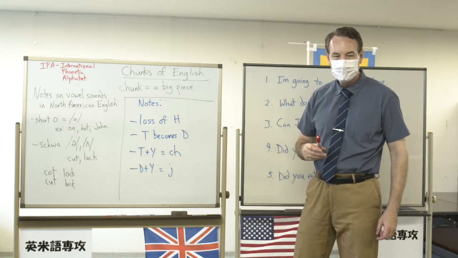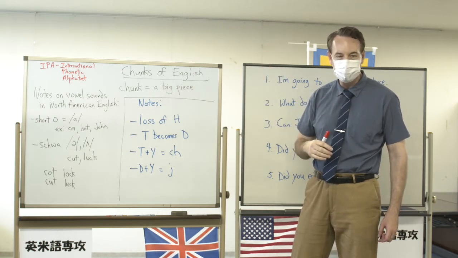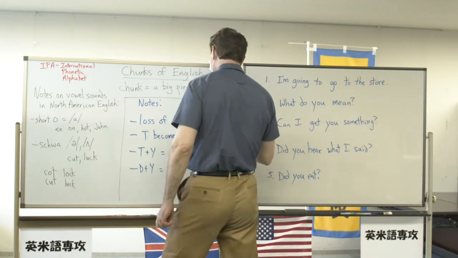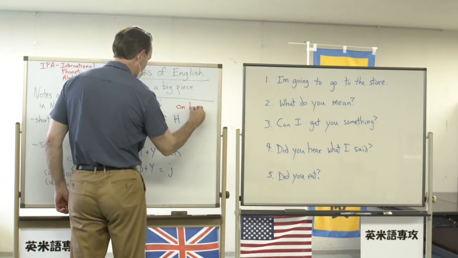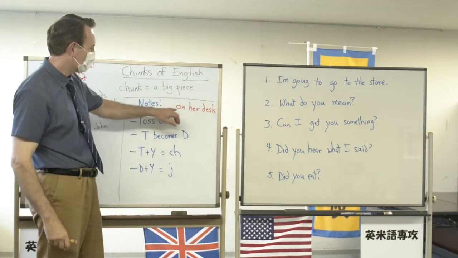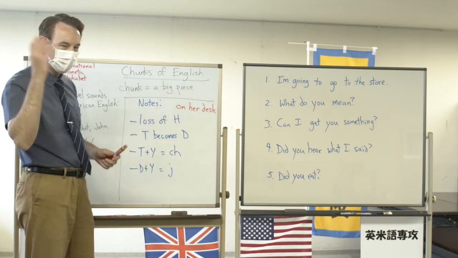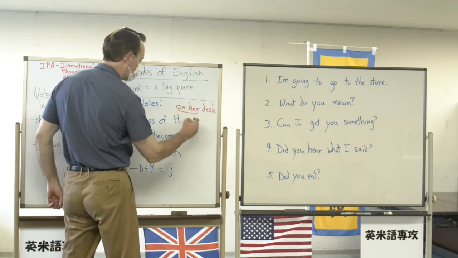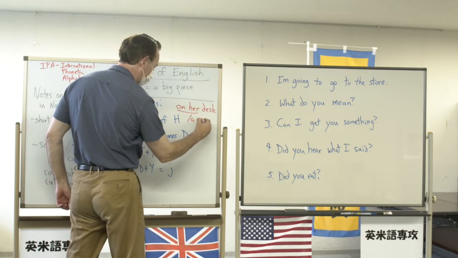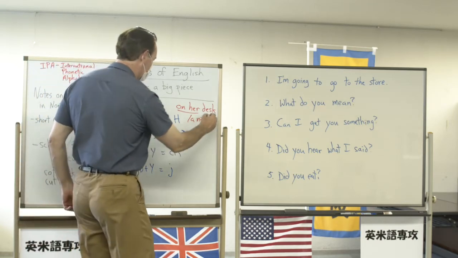Loss of H. The H sound is often taken off the front of words, or sometimes in the middle of words. An example would be if I said these three words, I don't say on her desk, I would say on her desk. The H goes away. And so this part ends up sounding like honor, not on her. Okay, on her desk.